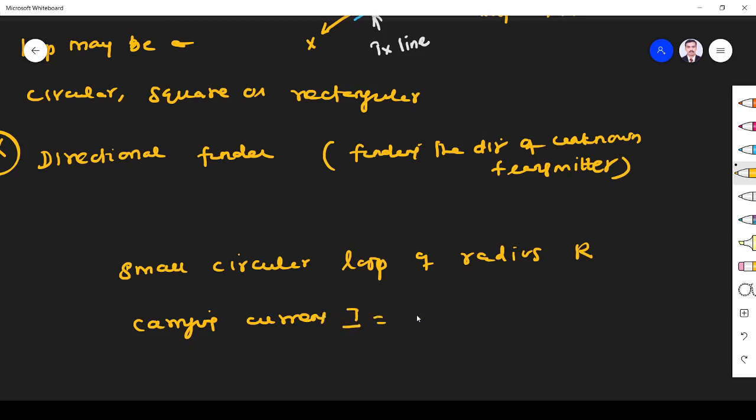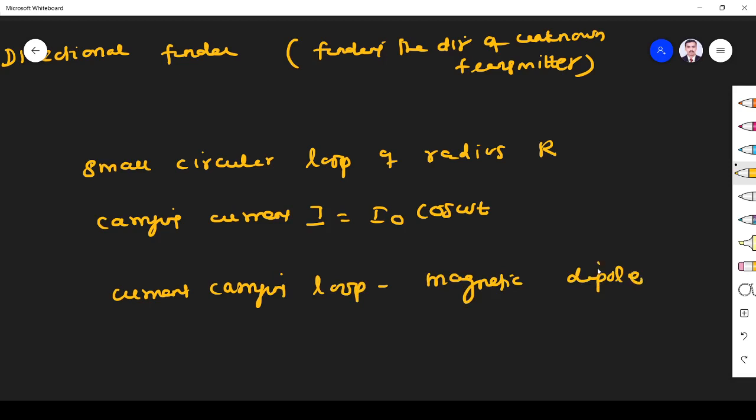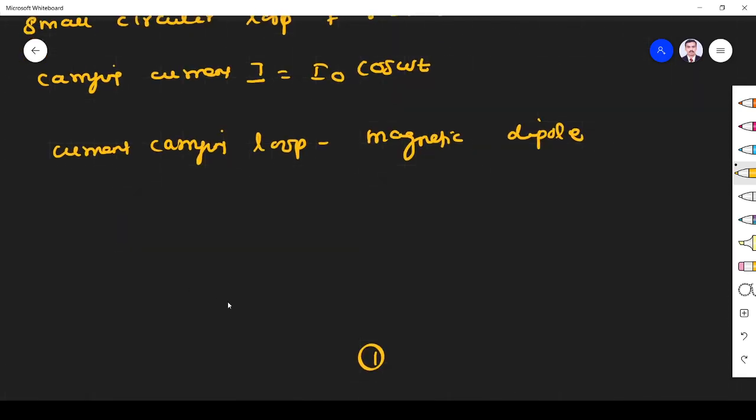That I is equal to I naught cos omega t. We know that any current carrying loop is considered as a magnetic dipole. If you have any doubt, please refer to my video on magnetic dipole in electromagnetic field. Otherwise you should have studied that a current carrying loop acts as a magnetic dipole.